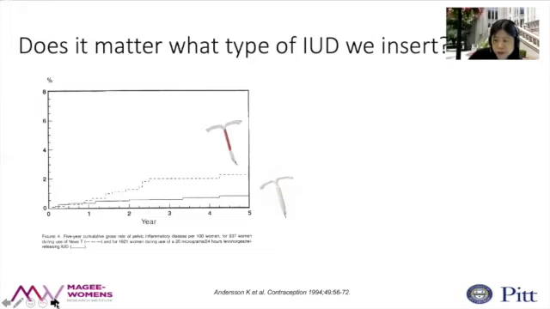A randomized multi-center study comparing the Nova-T copper IUD to the levonorgestrel releasing IUD did find a significantly decreased PID rate in users of the LNG IUD, which is the solid line, the lower line in this figure, as compared to the copper IUD, demonstrated by the dashed line. Next slide.